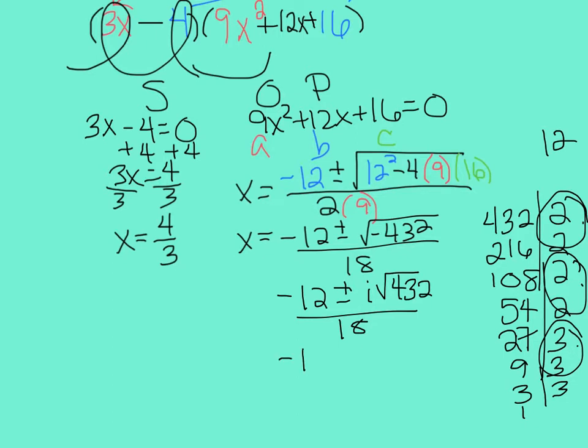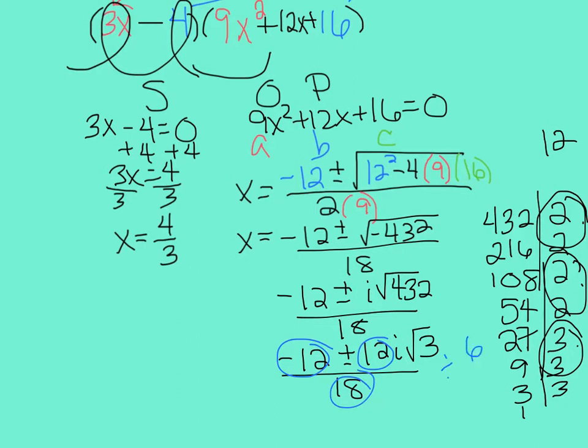So I have negative 12 plus or minus 12i square root of 3 all over 18. Last thing is we check the 3 outside numbers, if they can be divided by something. They're all divisible by 6.